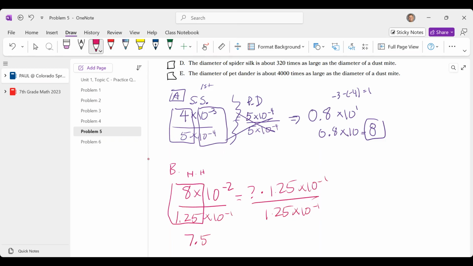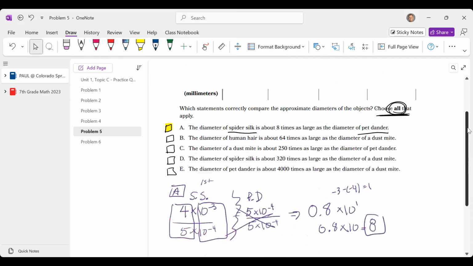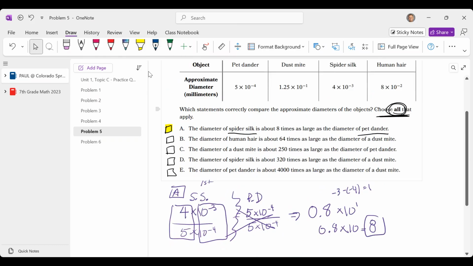Okay, now you could go through and look at this piece if you wanted to, but remember in B, it says 64 times larger. I don't know about you, but I can't think of any times 10 to 7.5 that would get us back to 64. So what that means is we know that option B is not going to work. It's not going to be an option. So I'm going to go on ahead and I'm just going to put a line through it. Okay, that's a no-go.